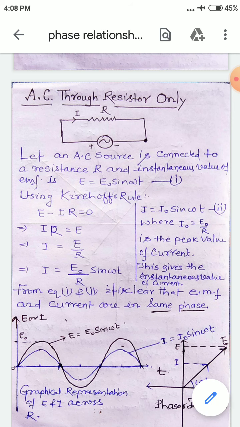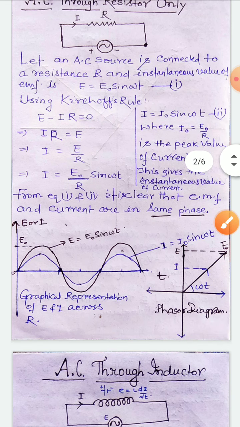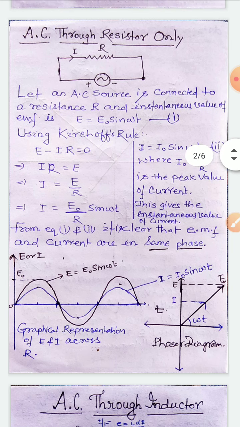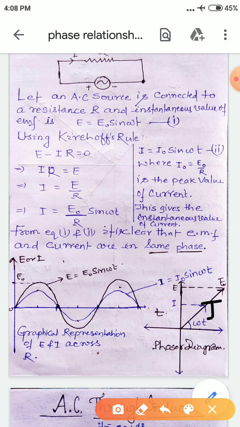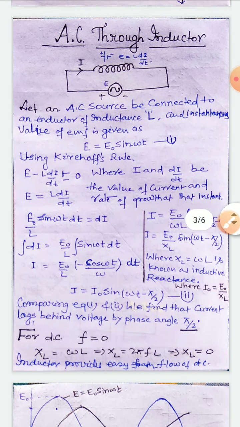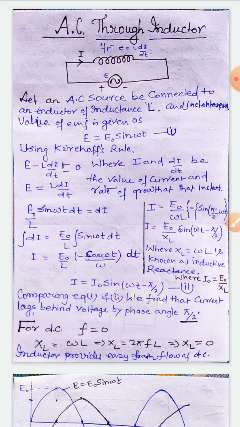This is the meaning of same phase, and their phase relationship through a phasor diagram we can represent like this. E naught and I naught are both on the same line. Here is I naught, their projection gives the value of I and E, and their phase angle is both omega t. So this gives you the phase relationship between the alternating EMF and current across the resistor. Next is the AC circuit through an inductor.